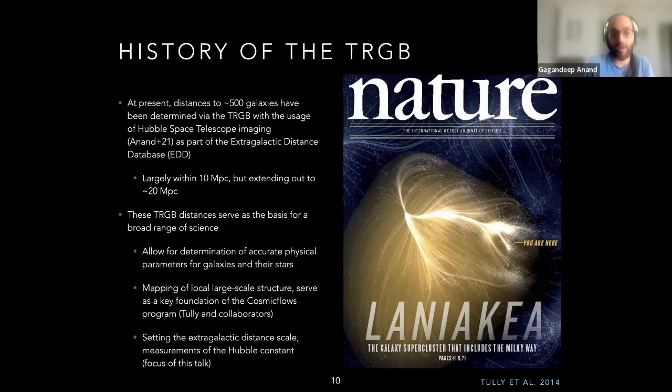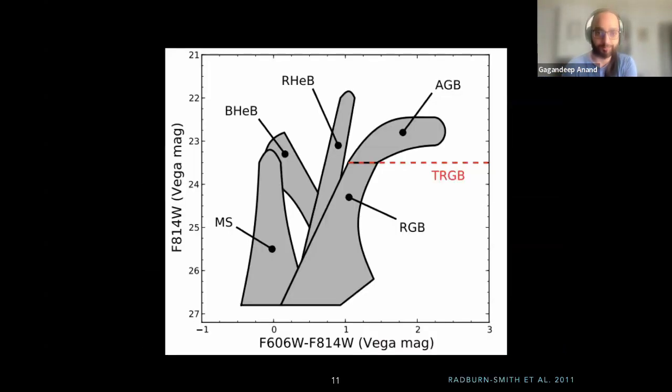Additionally, these distances allow for the mapping of local large-scale structure, and they serve as a key foundation for the Cosmic Flows program. And so doing things like mapping our home supercluster Laniakea, shown here on the right, these are all made possible because of the foundational work that the TRGB allows. And of course, the focus of this talk, given the audience and the venue, is setting the extragalactic distance scale and performing measurements of the Hubble constant. And so that's what I'm mostly going to focus on from now.